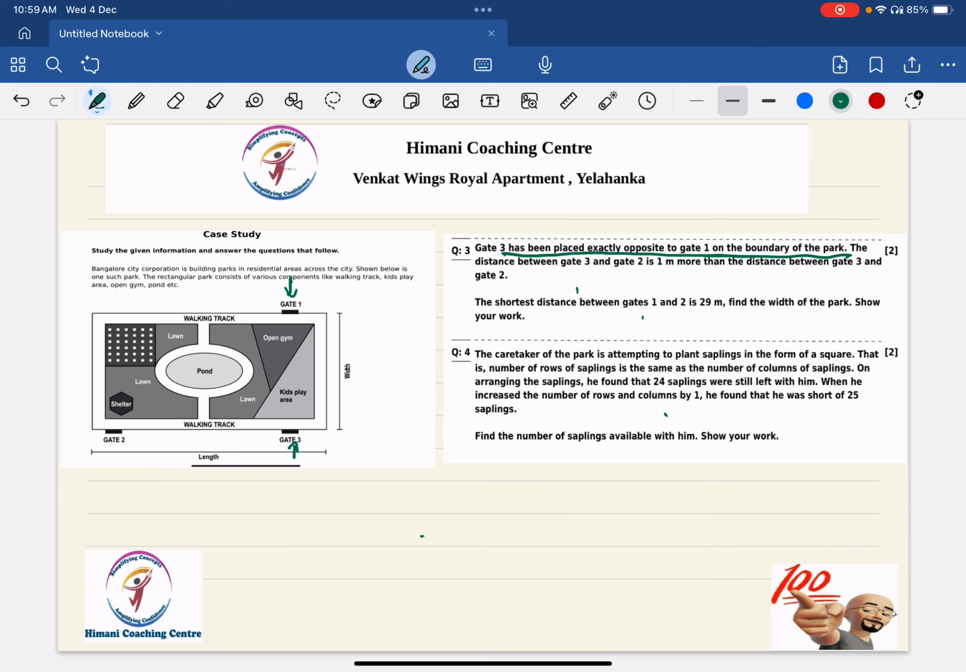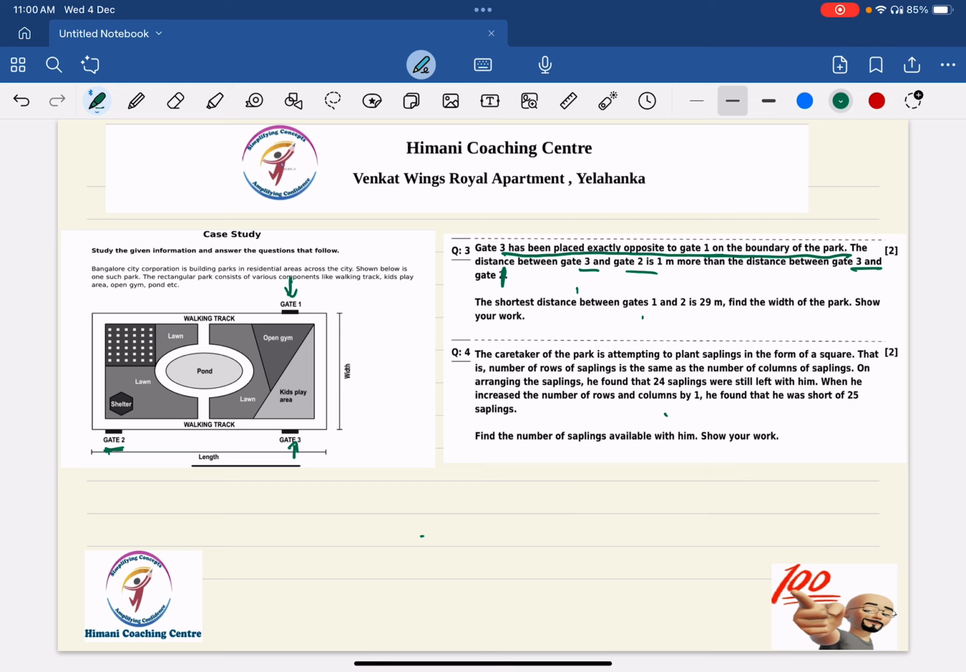The distance between gate 3 and gate 2 is 1 meter more than the distance between gate 3 and gate 1. Okay, that's a misprint here. The shortest distance between gate 1 and gate 2 is 29 meters.